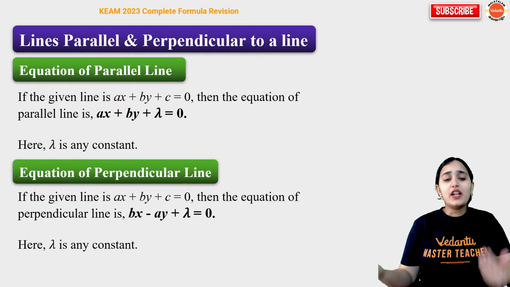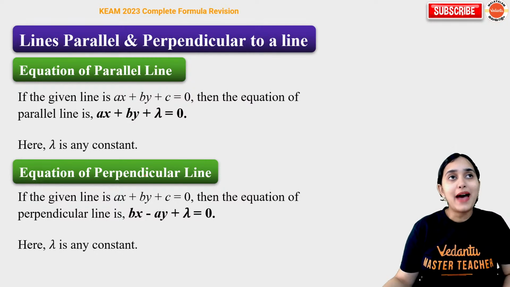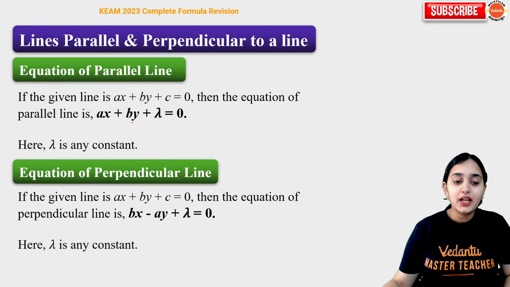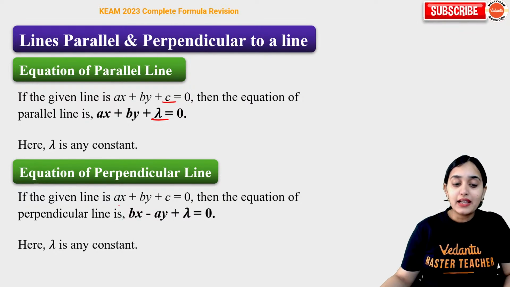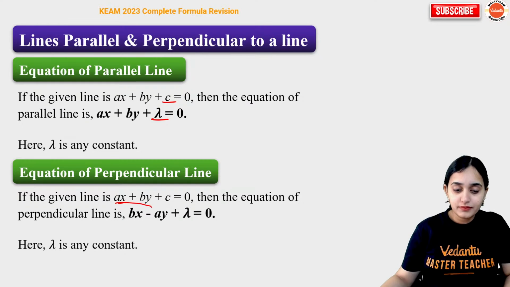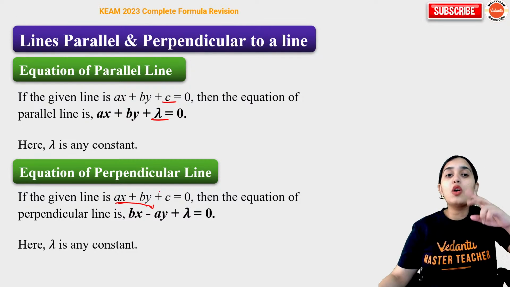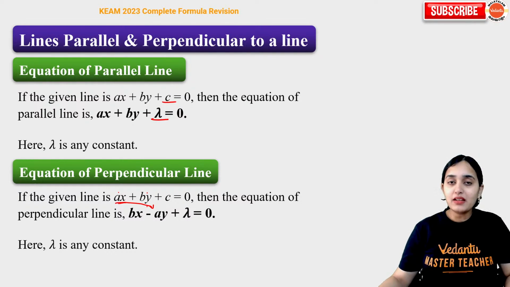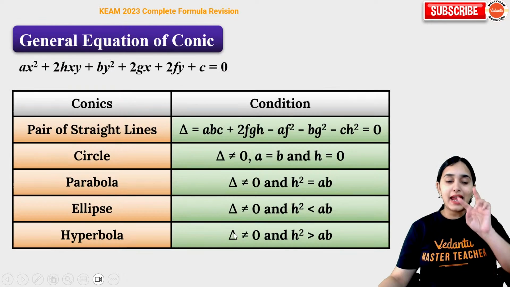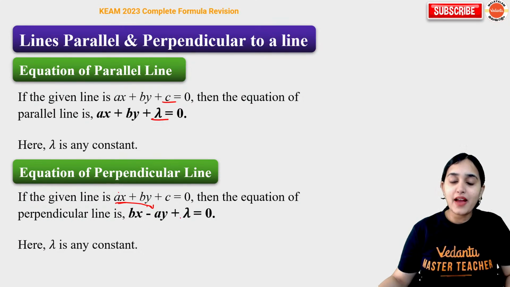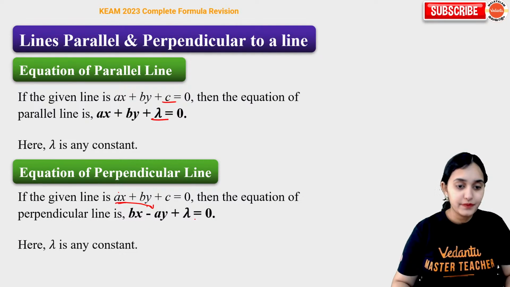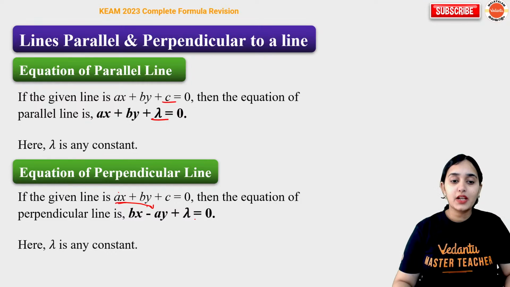Next, what if two lines are parallel or perpendicular? If the given two lines are parallel, then only the constant value will change. If two lines are perpendicular, then basically their slope will change. So a and b will exchange and their sign will also change. So ax plus by will become bx minus ay plus lambda if they are perpendicular.